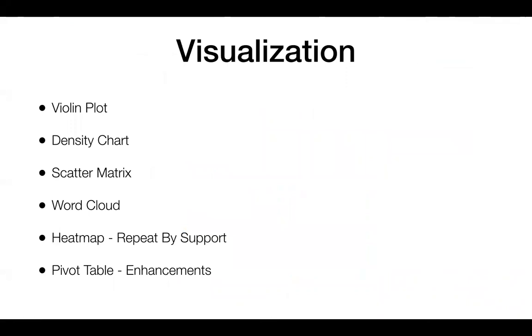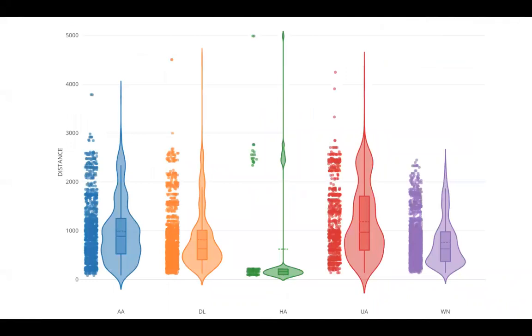In the visualization area, we added a violin plot chart and a density chart and a scatter matrix and a word cloud. And also we enhanced a heat map and a pivot table. So first, violin plot. Violin plot is very similar to the Boxplot, but it's almost like combining with a density plot, which I'm going to talk about right after this. So not only does the Boxplot give you a very brief summary idea of the distribution, but the violin plot will give you more granular information of the data distribution.